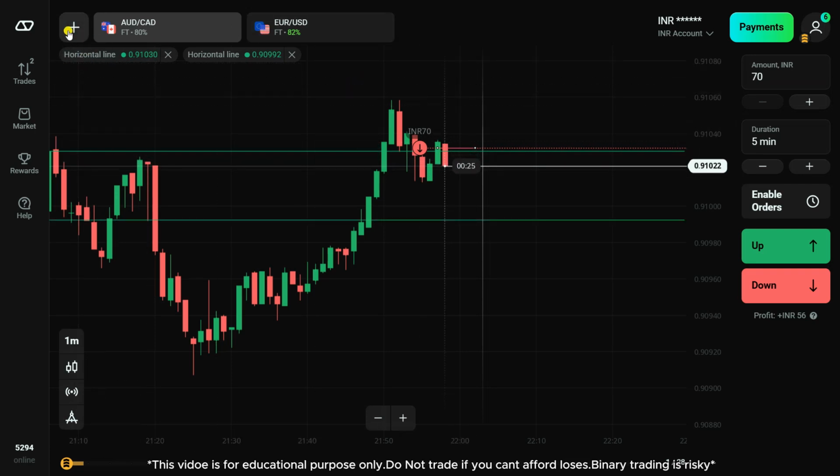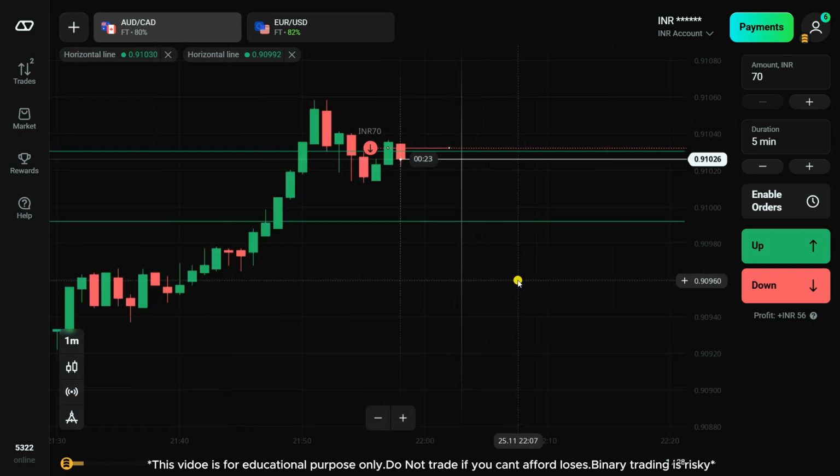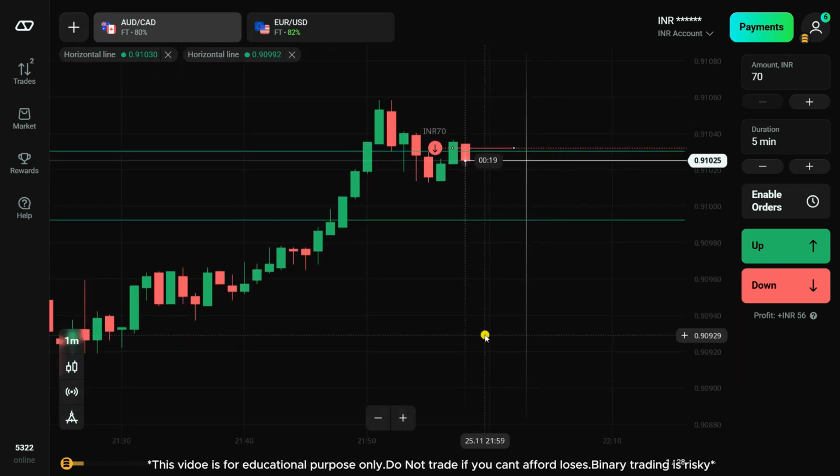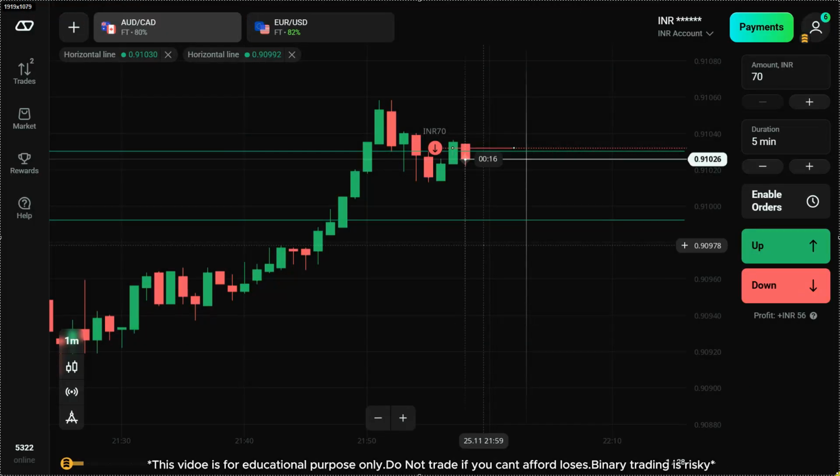So what will happen actually? What is the meaning of a support and a resistance? Support and resistance basically act as the buyers' and the sellers' area. So observe, this is our resistance, this is a support.